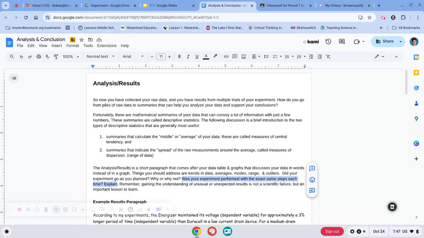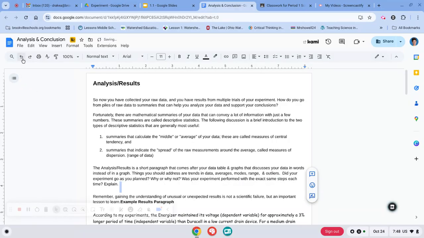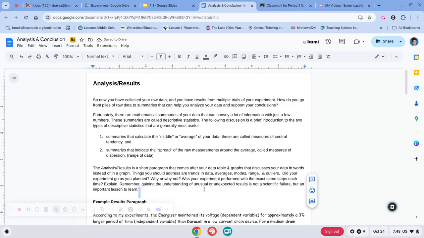You changed the plastic on your precipitation model. You changed the type of cups, maybe because we ran out. You changed condensation. We changed from doing one type of water bottle to testing 2 different types, or testing 2 different refrigerators because the first time we did it didn't work. Okay? Remember, gaining the understanding of unusual or unexpected results is not a scientific failure. Okay? What is a failure is not recognizing it. Okay?